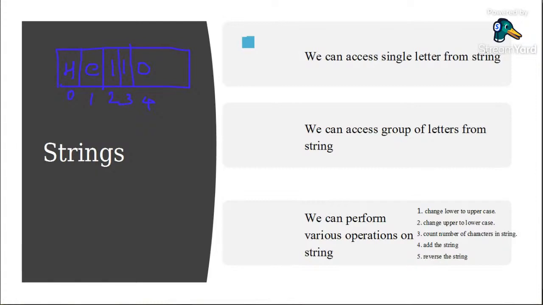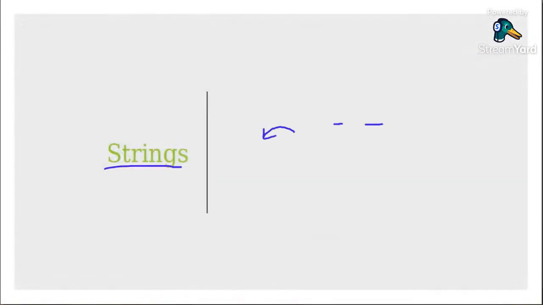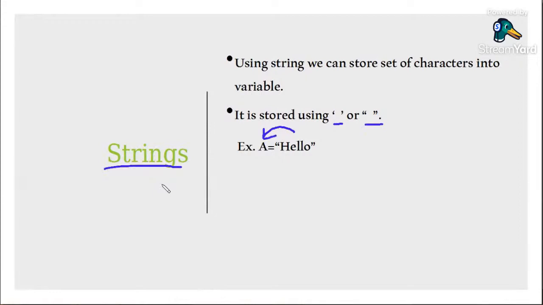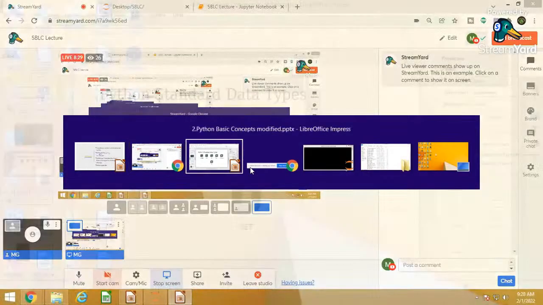So string, as I have told, is a data type in Python where you are storing a set of characters in a variable, and that must be in single inverted commas or double inverted commas. If you store it in single or double inverted commas, it will act as a string. By default, from the input function, you are taking input as a string, and string is immutable. I will show you in the Jupyter notebook how it works.